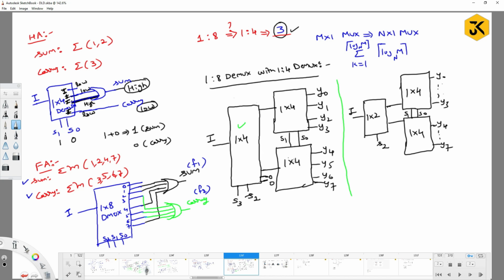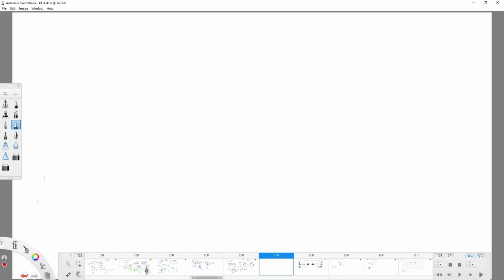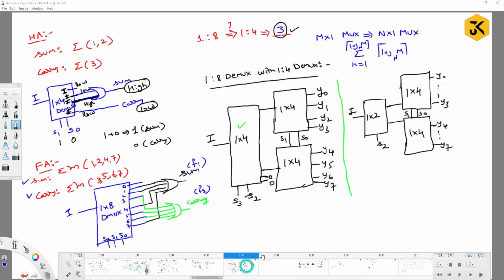Similarly, the question is, if you would like to implement a 1 by 8 DeMUX using 1 by 2 DeMUX, how many 1 by 2 DeMUX are required here for you? Basically, you require 7, because it's just the opposite of the multiplexer, right? As usual.